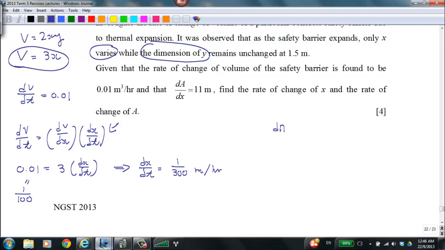And to find the rate of change of A, you need dA/dx times dx/dt. It just so happens that the question is kind enough to give you dA/dx, hence I can immediately find the answer as dA/dt is 11 over 300.